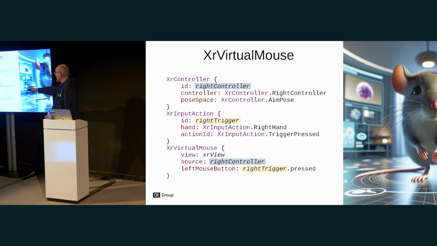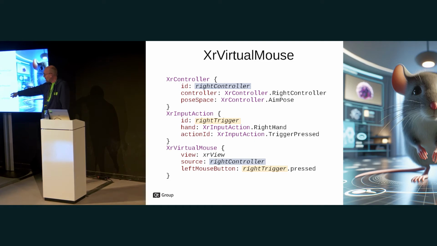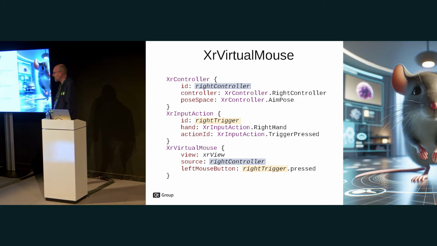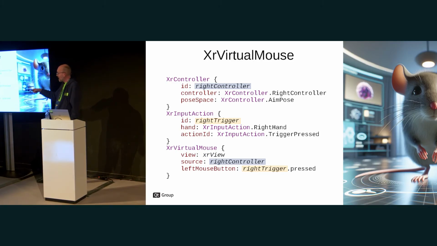And then within the XR virtual mouse, we just say the source, which is where we're pointing. We get that from the right controller. And the left mouse button is pressed when the trigger of that controller is pressed. You can also specify middle and right mouse buttons and even scroll wheels in the XR virtual mouse.